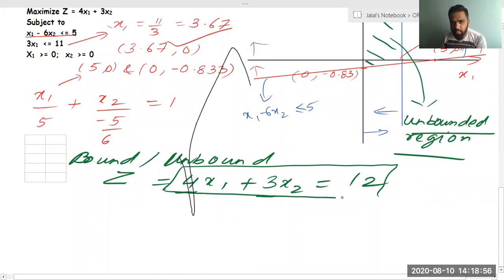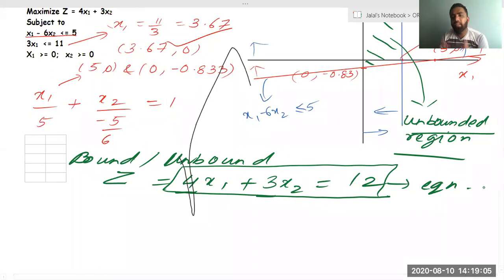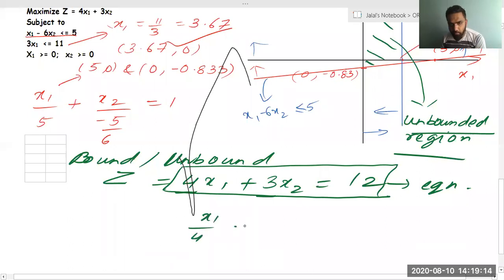Now I'll forget what is Z. I'll just look at this equation now. I have formed a Z equation by taking the multiple, or whatever number you feel suitable, like you can even take 1. But I prefer a multiple. So I multiplied 4 and 3 and got 12. So what I'll do here is x1 by 3 plus x2 by 4 is equal to how much? You can see it is equal to 1.